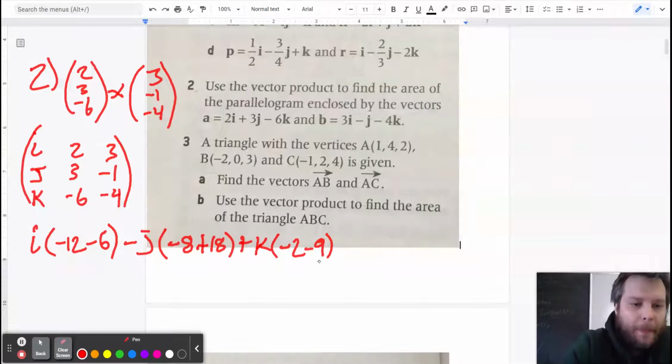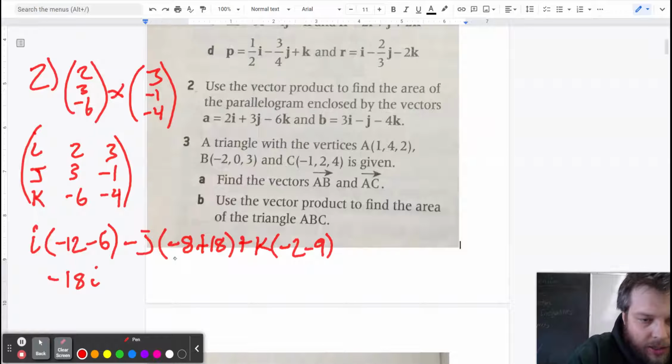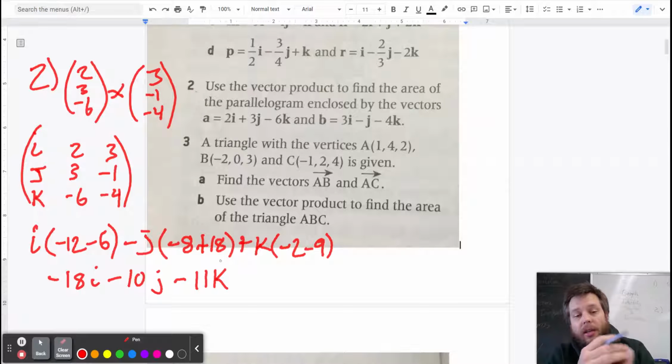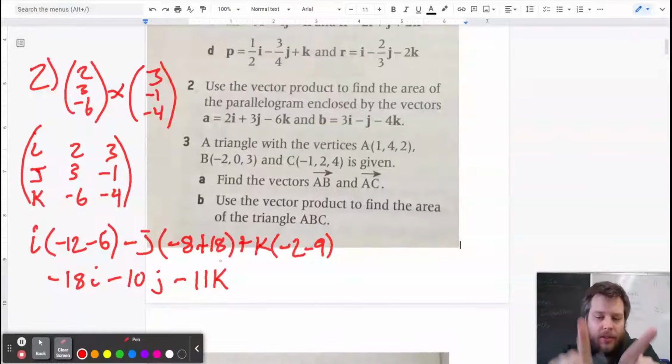And then let's just do a little bit of simplifying. So I guess we get -18i, what would that be? 10, -10j. I don't know why I switched from capital to lowercase. Doesn't really matter. Minus 11k. And so that vector then is perpendicular, it's normal to the other two vectors that form the parallelogram.